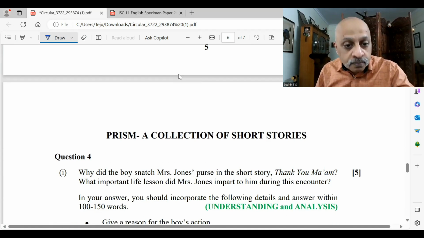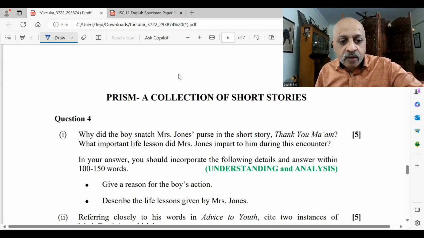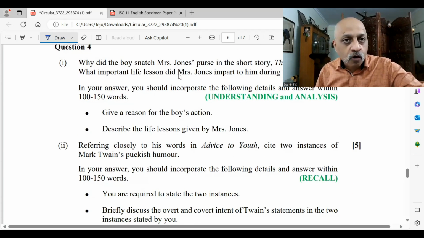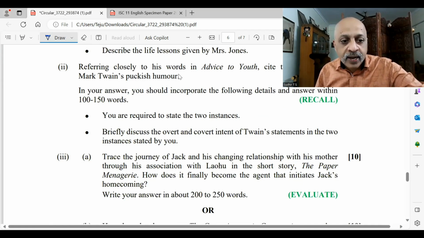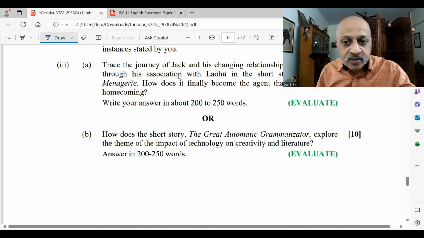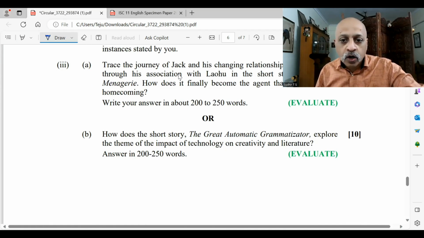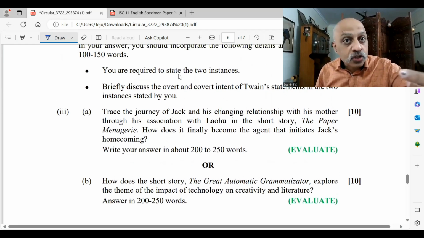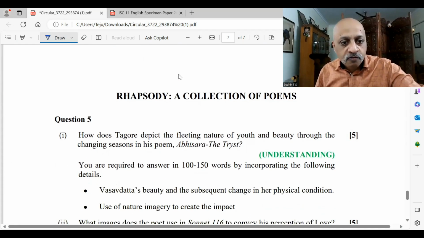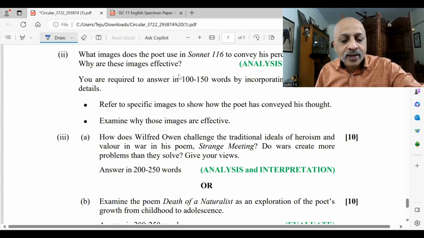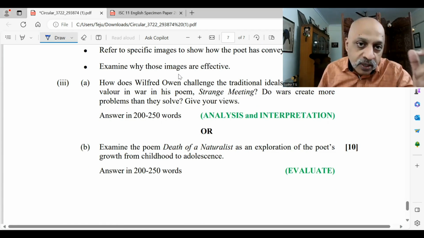Then you have from Prism. Similarly, 5 marks, 5 marks. So you have questions from 2 different stories. One is Thank You, Ma'am. One is Advice to Youth. Then there is The Paper Menagerie, and then there is the dramatizer question. You can attempt one of the 2. Both are evaluation related questions. Similarly, Rhapsody, 5 mark 2 questions, and then 10 mark, you have to attempt either of them.